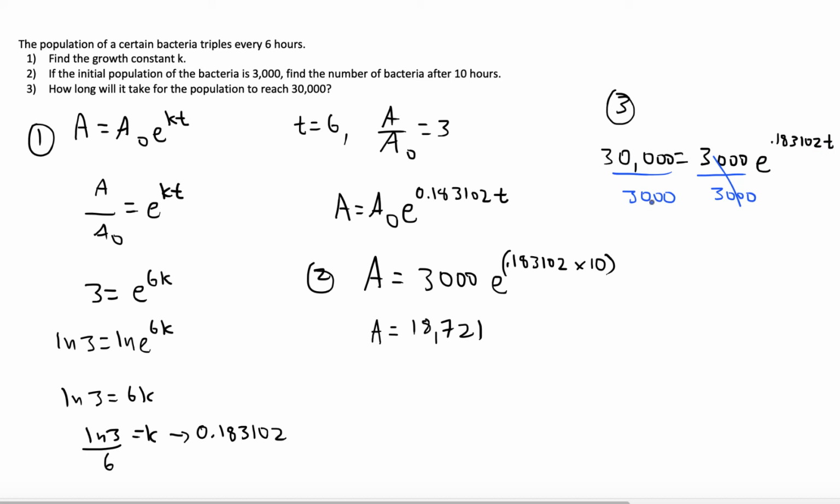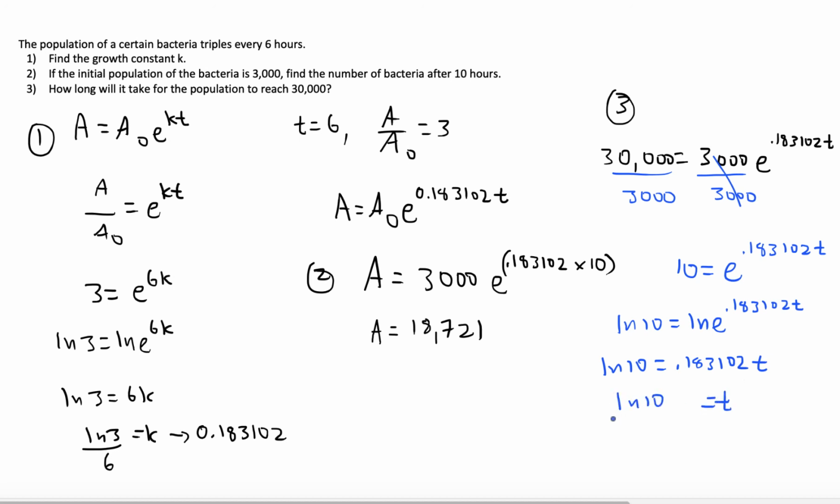But 30,000 divided by 3,000 is just equal to 10. So 10 is equal to e to the 0.183102 t power. Now once again, to solve this, we need to take the ln of both sides. So the ln of 10 is equal to the ln of e to this whole number again. But the good thing about that is ln of e just cancels out. So then ln of 10 equals 0.183102. Remember, that's the k value, our growth constant, times t. And finally then, we should be able to solve for t.